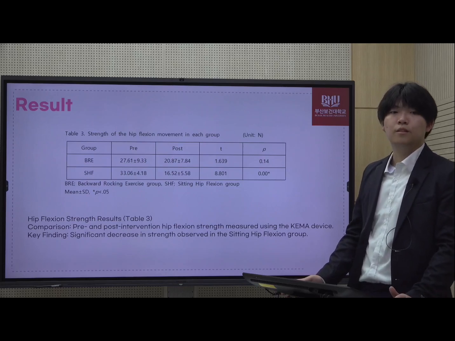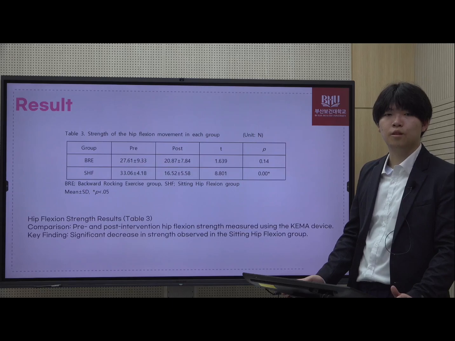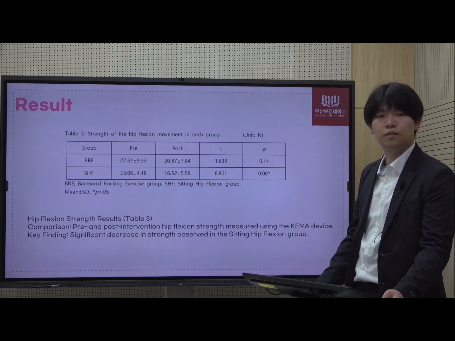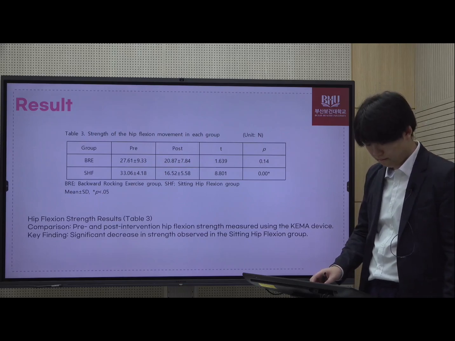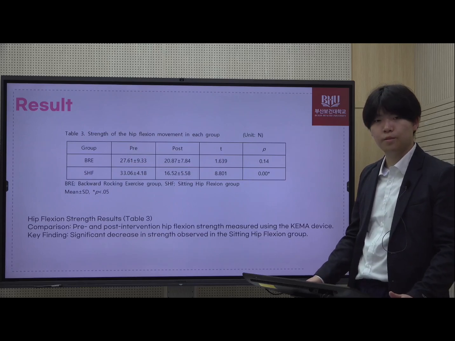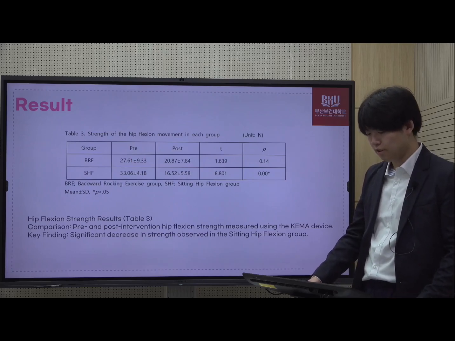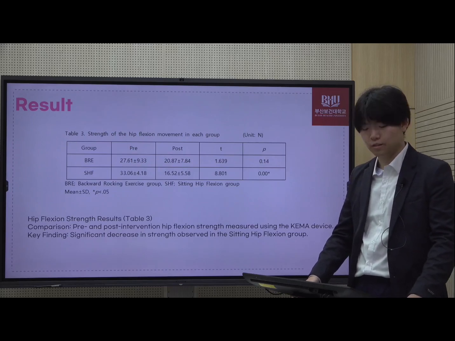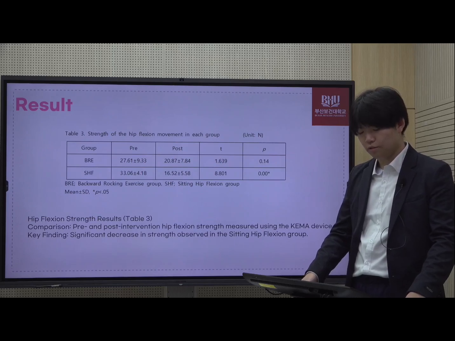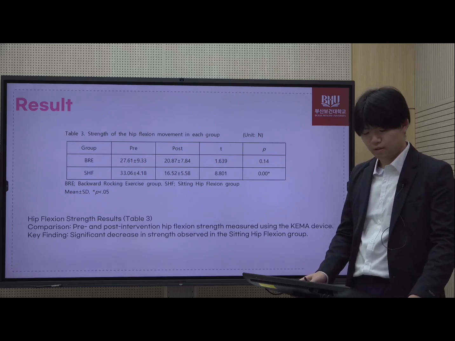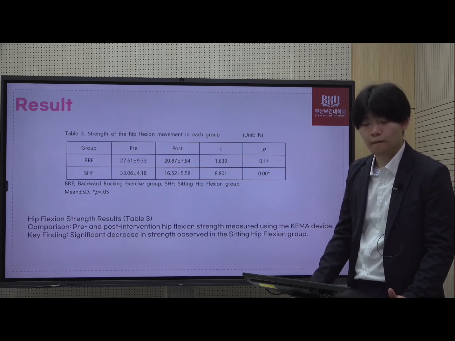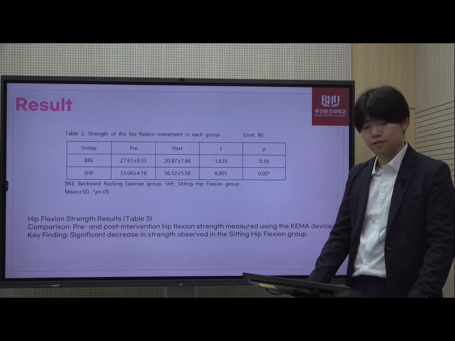Table 3. Strength of the hip flexion movement in each group. This table is a comparison of pre and post intervention hip flexion strength measurement. Strength was measured using the camera device. A significant decrease in strength could be observed in the sitting hip flexion group.